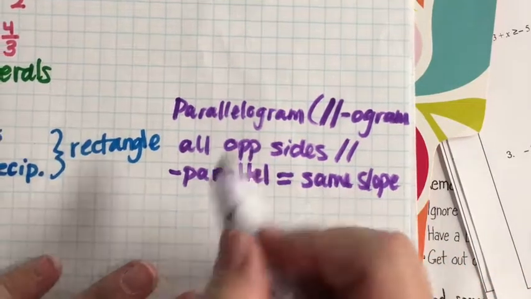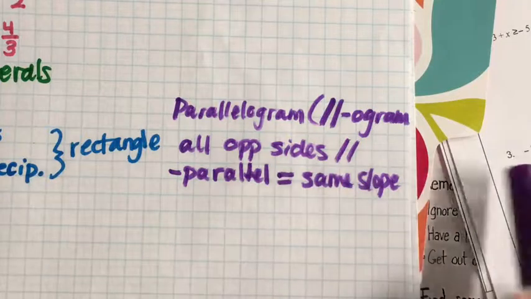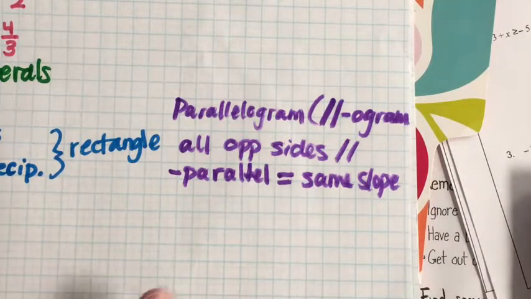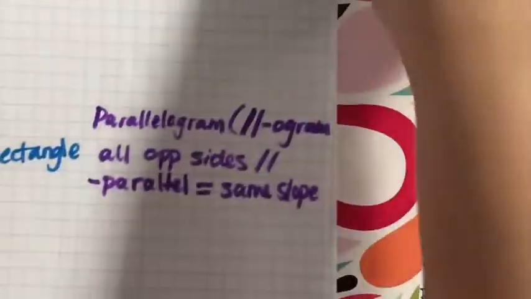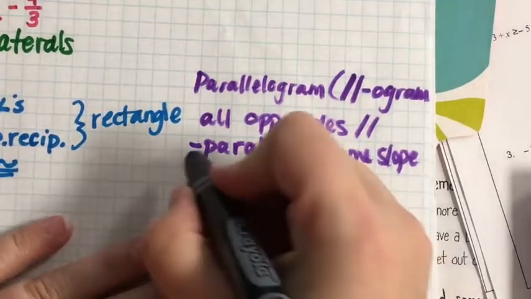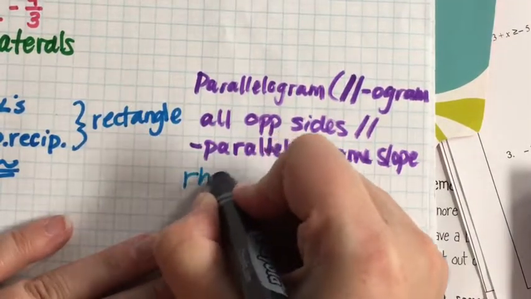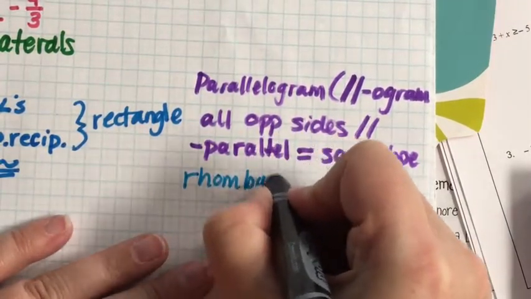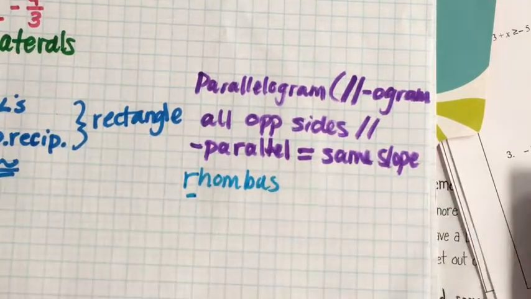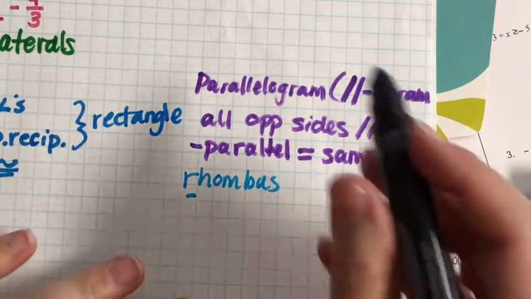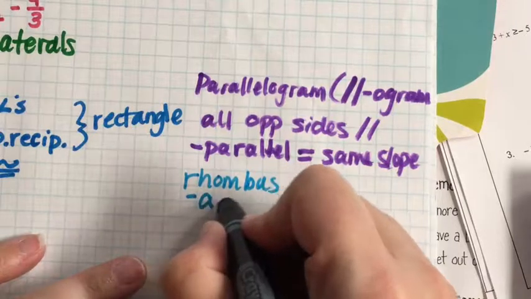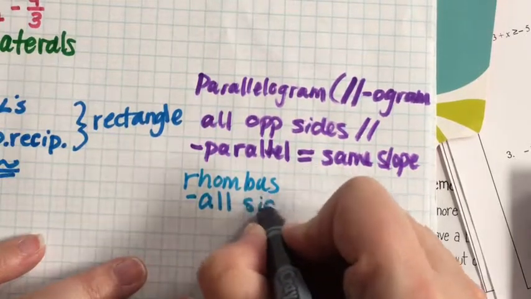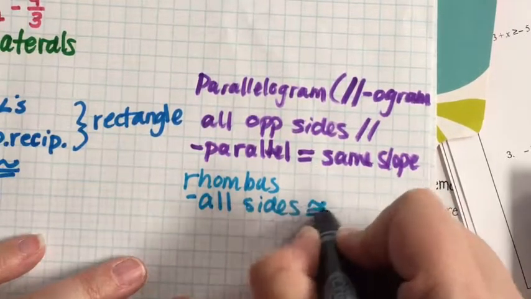Let's do another one. Let's do a rhombus. How can you tell a rhombus is a rhombus? If it was a square that got run over, all the sides are equal, but it's slanted. And actually, technically, a square is a kind of a rhombus. The main thing with this is that all sides are congruent.